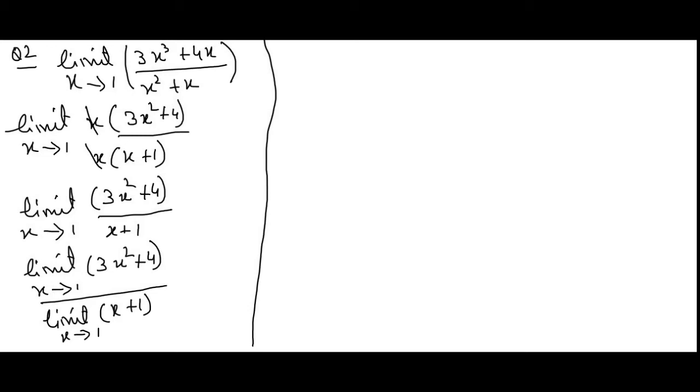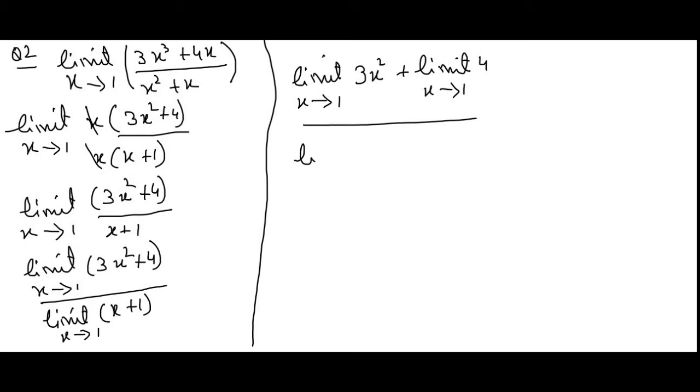Now again applying the sum rule, limit x approaches to 1, 3x square plus limit x approaches to 1, 4, whole divided by limit x approaches to 1, x plus limit x approaches to 1, 1, which is a constant.